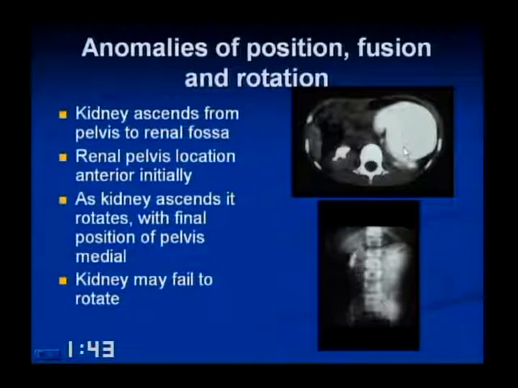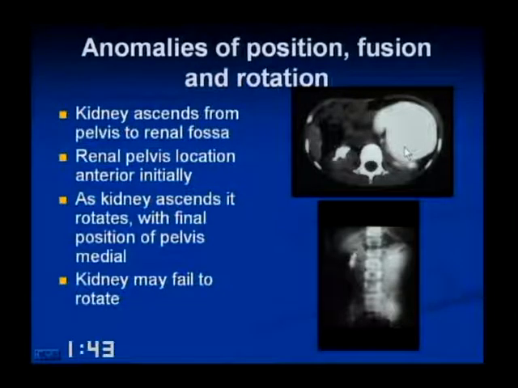The kidney on the left is obstructed. This is a UPJ obstruction, and this renal pelvis is also oriented anteriorly instead of medially. So this is a failure of normal rotation. So it's an absence of rotation, not really a malrotation of the kidney.